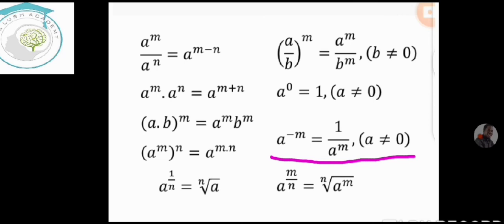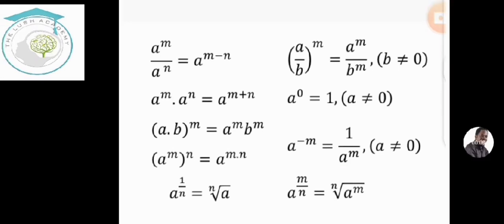Next up, what do we have? A to the power of m over n. A is raised to the power of m over n is equal to the nth root of a to the power of m. So this is very, very important when you start solving sorts. When you start solving sorts, this is very important. So I said when we start solving sorts, this is so important.